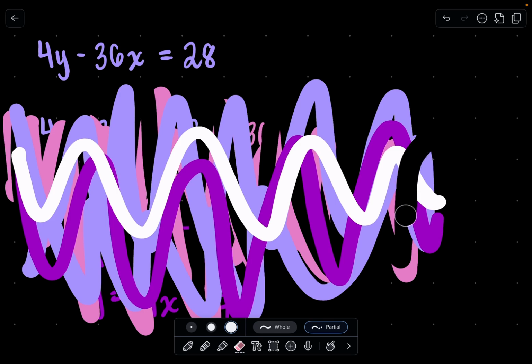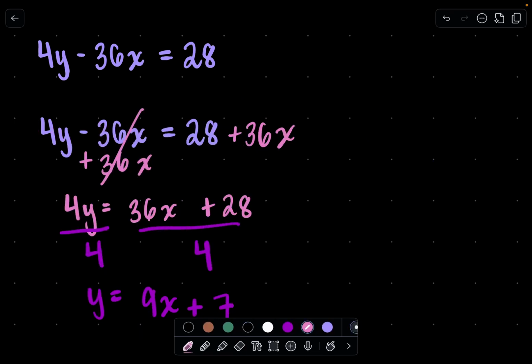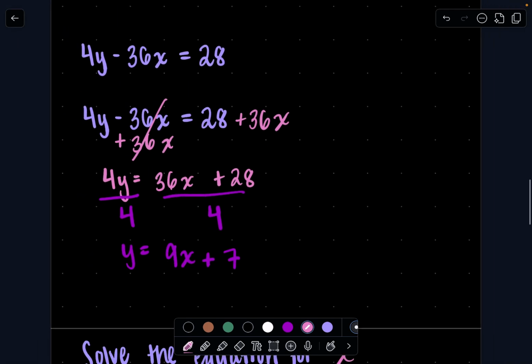Okay, let's check. Ooh, sorry. When I erase, there's a way I can do it, either whole or partial. Okay, so when we solve for y, notice the first thing we have to use is addition to cancel out the minus 36x. And to do that, we're adding 36x to both sides.